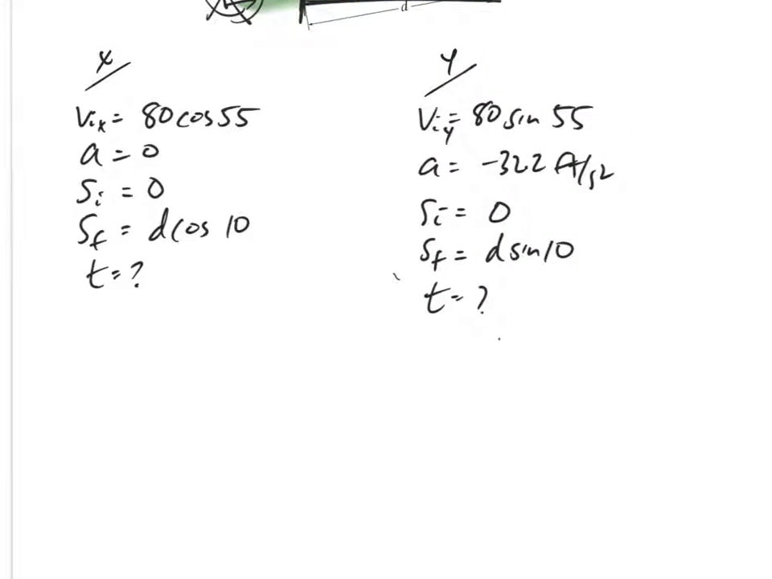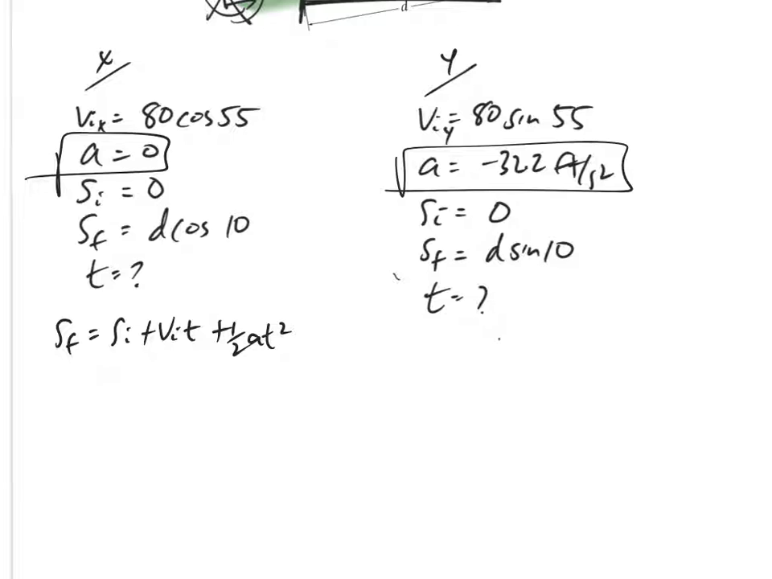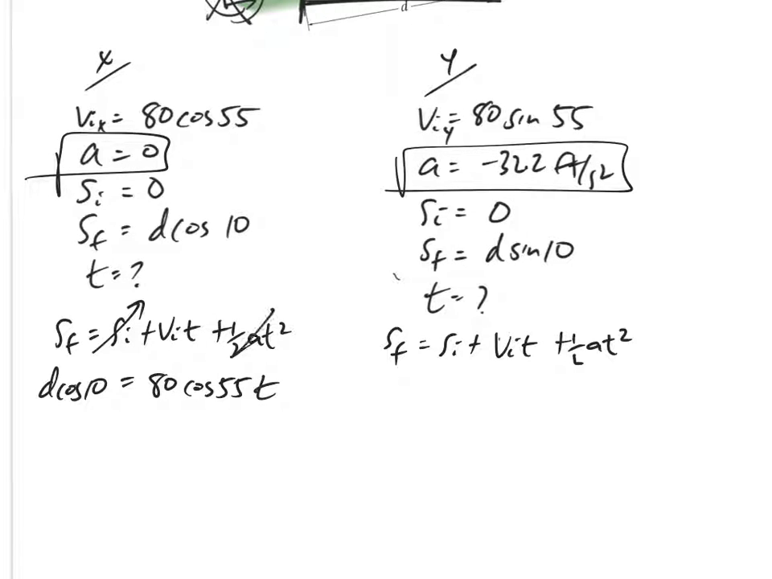Let me take all of this and plug it into my equation. Probably this: SF equals SI plus VIT plus 1/2 AT squared. I can use a constant acceleration equation because my acceleration is constant for both of these. So D cosine 10 equals, it starts at 0, equals 80 cosine 55 t, and acceleration is 0. Two unknowns, but I'm going to write one in terms of the other.